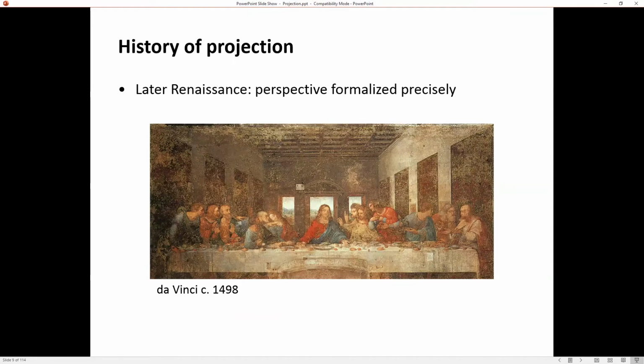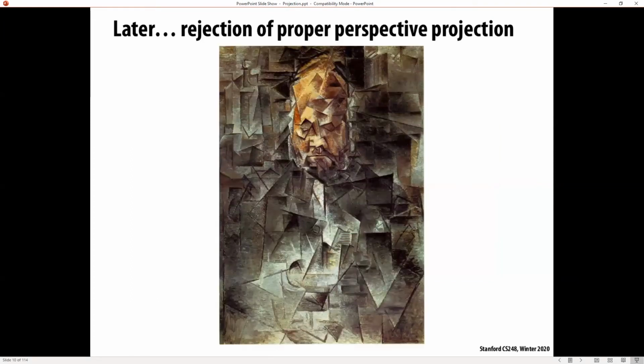So sometime in the late Renaissance, they got perspective figured out. And if you take these paintings from this time period, the lines converge in the right way. The right things are happening with perspective. And then later, artists said, forget it. We don't care about perspective. We're going to draw whatever we want to draw.